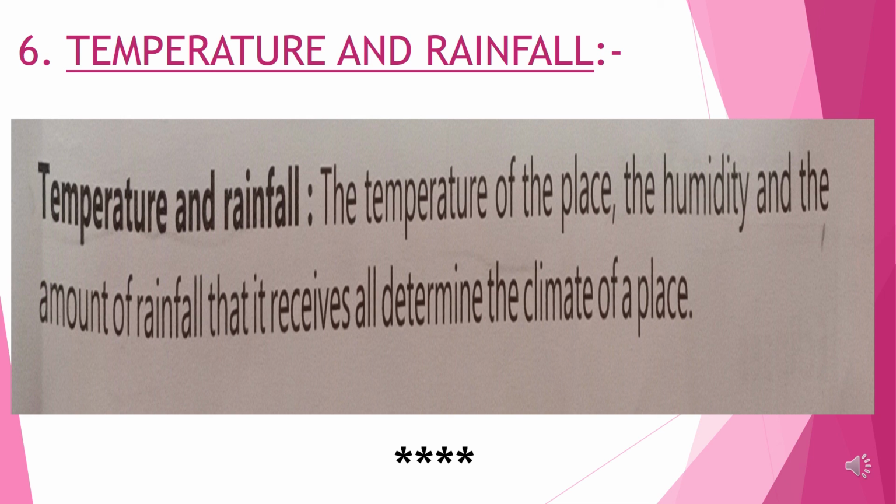Next is temperature and rainfall. The temperature of the place, the humidity and the amount of rainfall that it receives all determine the climate of a place.